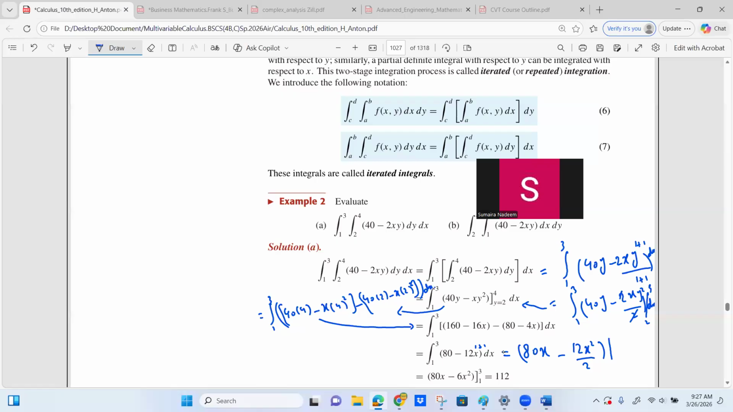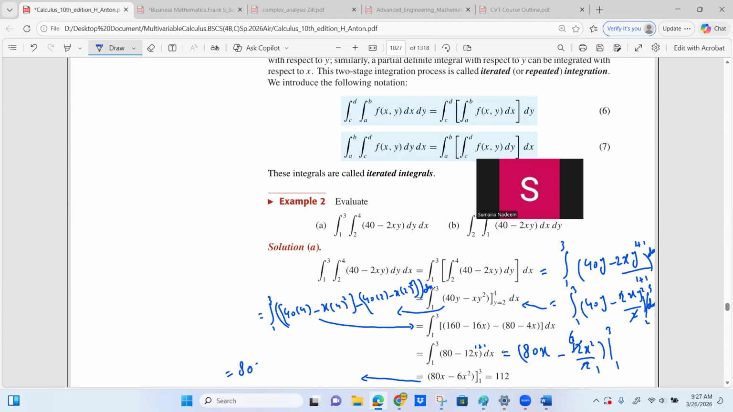So here we use a slash like this, and this is the lower limit and this is the upper limit. Now apply the upper limit and then the lower limit afterward. Two ones are two and two sixes are twelve, so 80x minus 6x square. After cutting, we find this value. Now applying the limit, I step here.